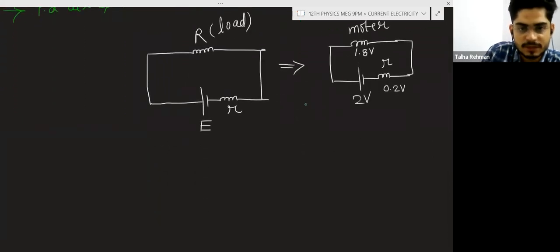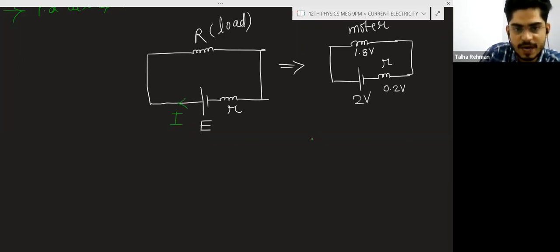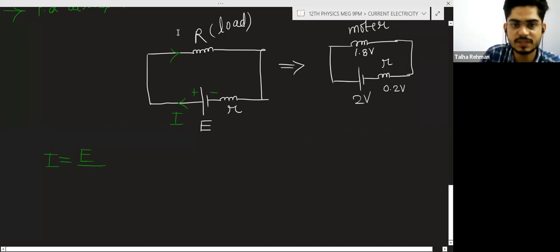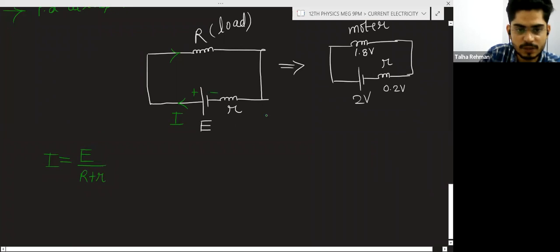Now look at this circuit. Suppose I current is flowing. I is the total current that is flowing. This is the positive terminal and this is the negative terminal. This bigger line is the positive terminal, and current is flowing from the positive terminal to the negative terminal. If you want to calculate the total current, you will write EMF divided by the total resistance. Total resistance is this R plus this r. So I equals E divided by R plus r.